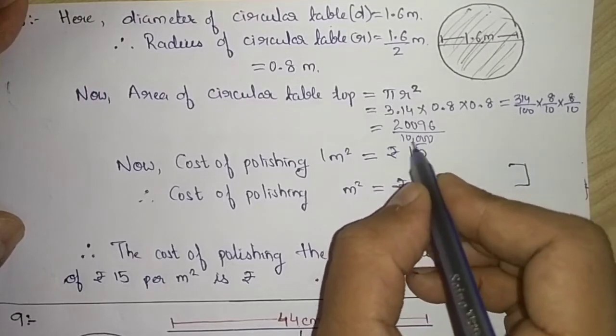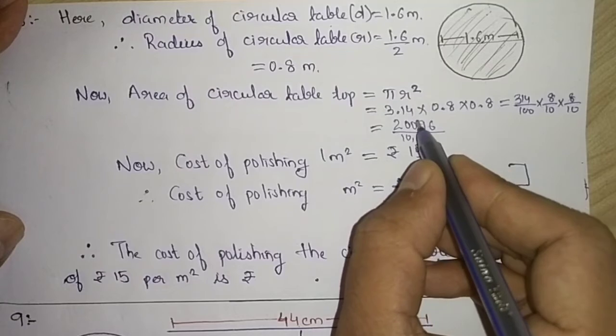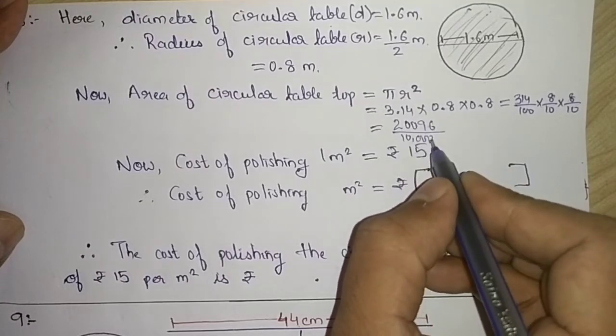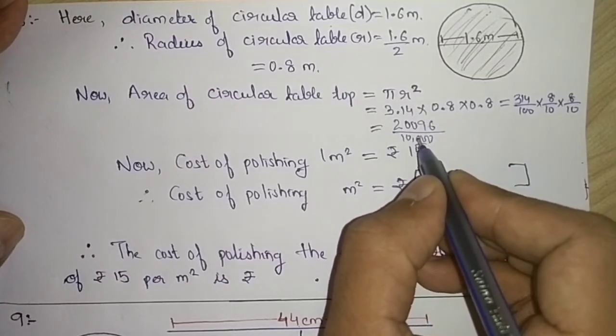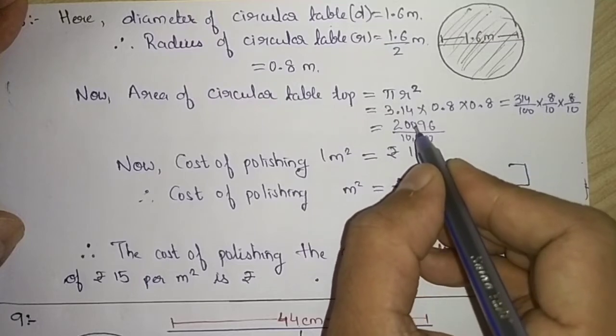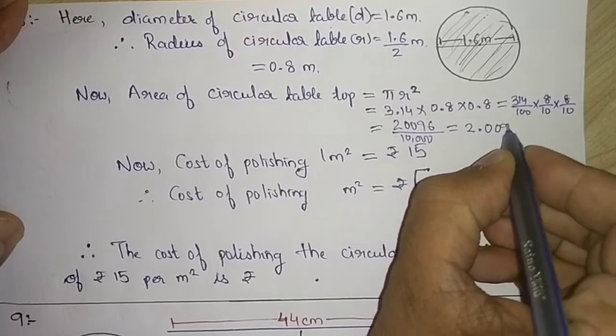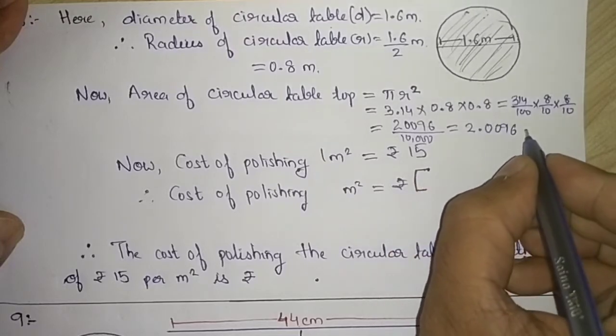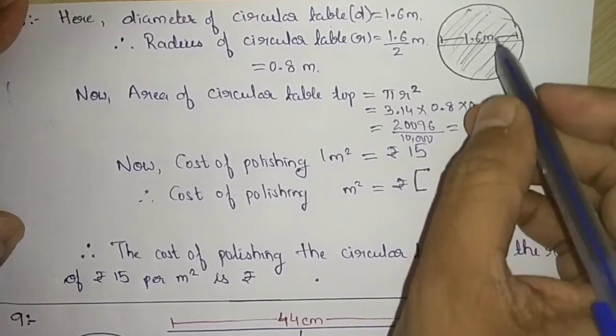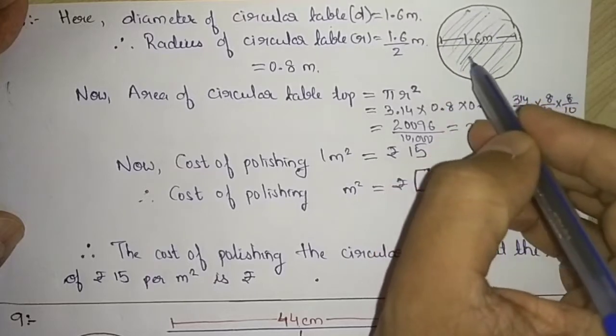Now I don't want this 10,000 in the denominator, so I will place it back as a decimal point. Since I have removed 4 digits, 1, 2, 3, 4, I will place it back 1, 2, 3, 4. So I will get 2.0096 meter square. This is the area of this tabletop.